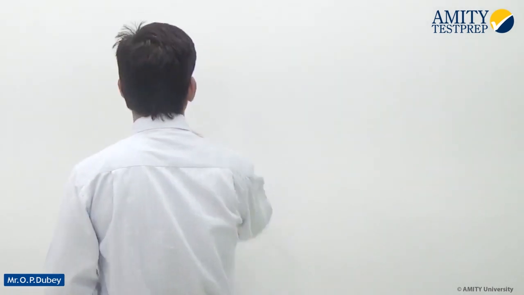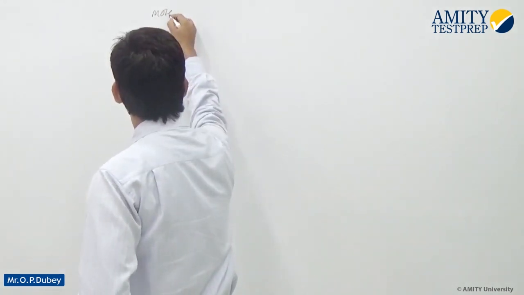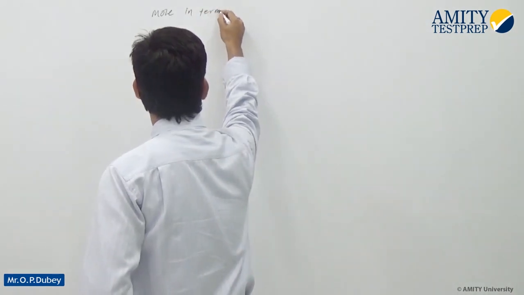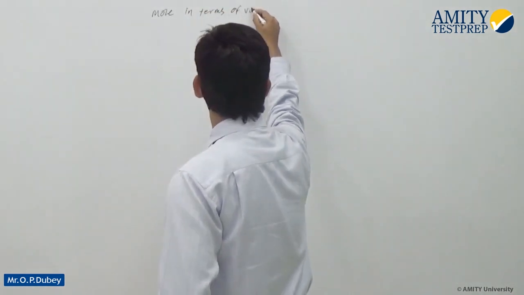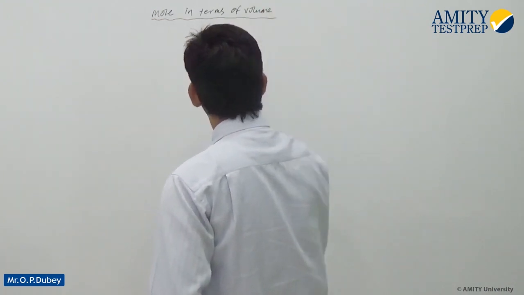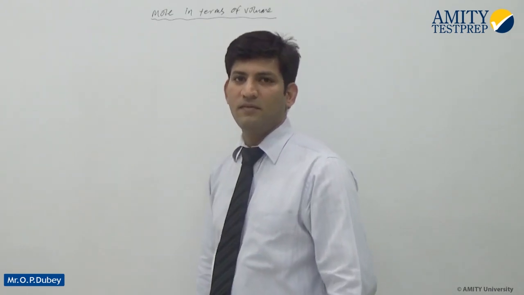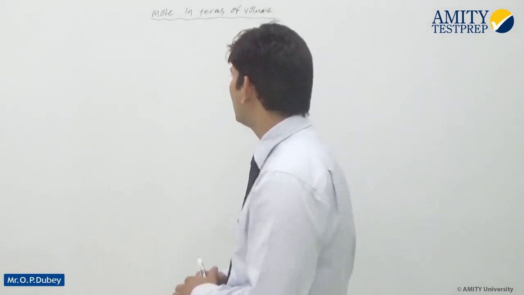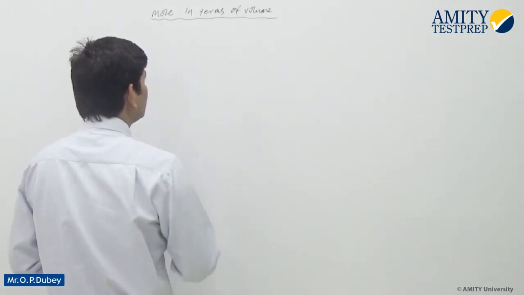In this session I am going to discuss mole in terms of volume, that is, what is the relation between mole and the volume of a gaseous chemical substance. Mole in terms of volume means how will you calculate the volume of a given gaseous chemical substance if the number of moles or the mass or number of particles of a chemical substance is given.